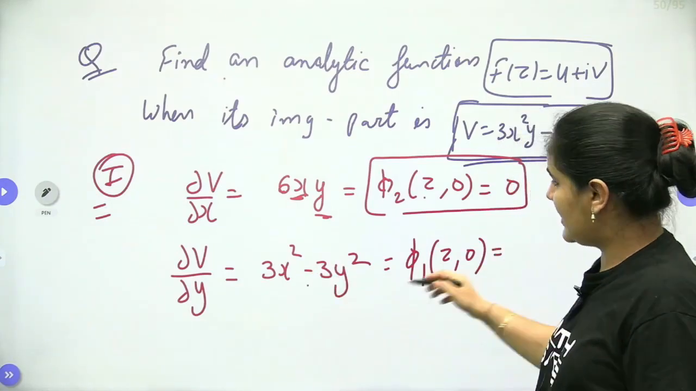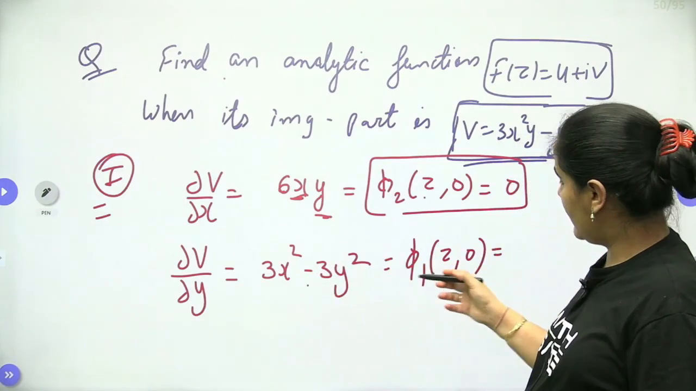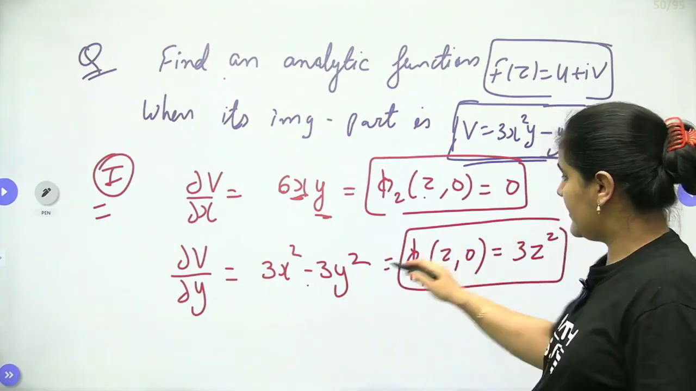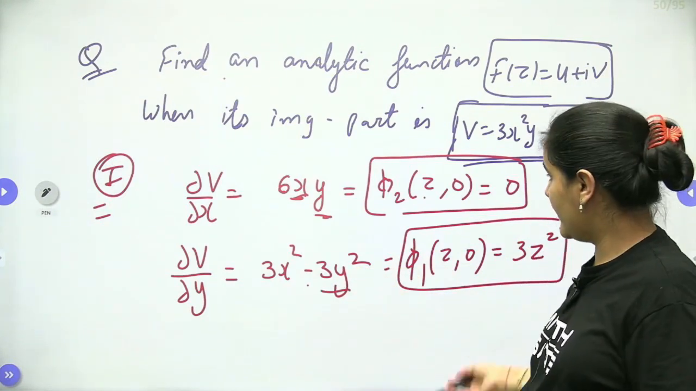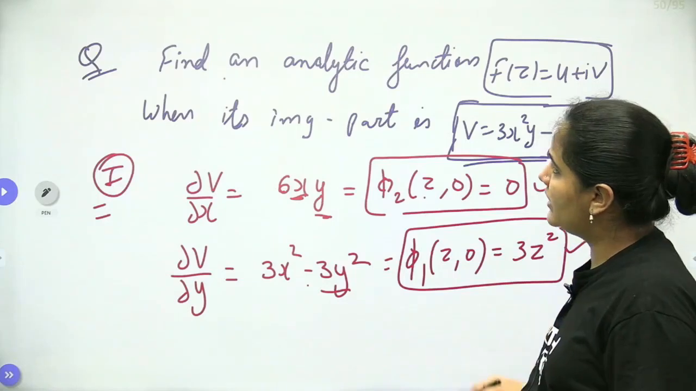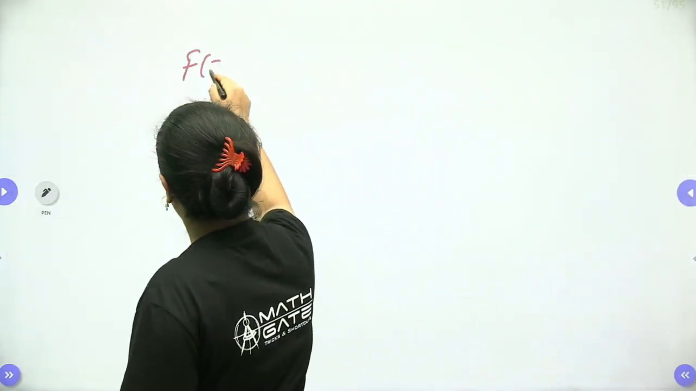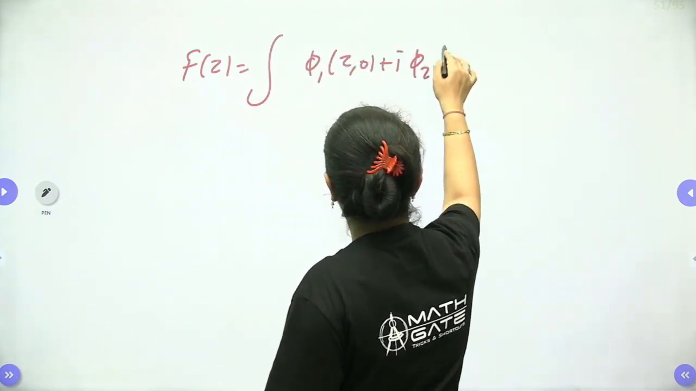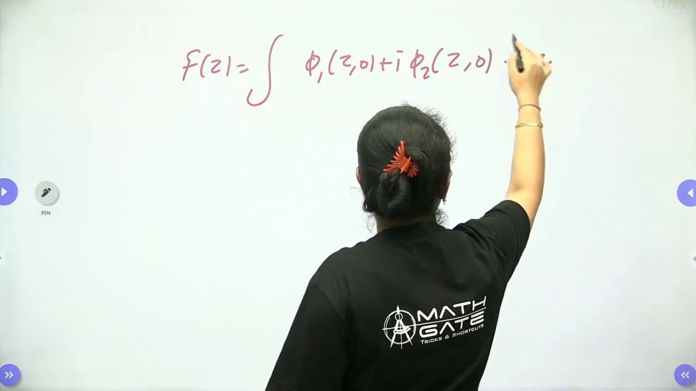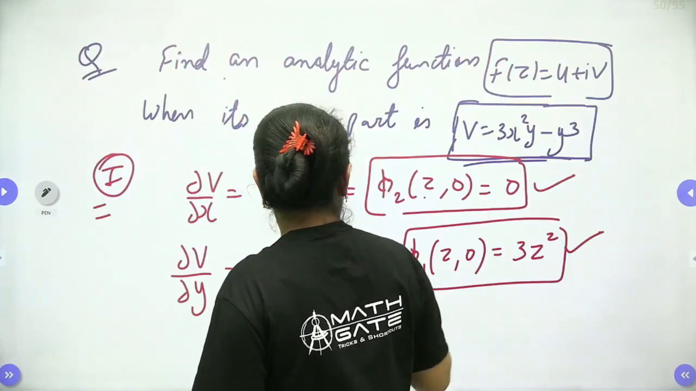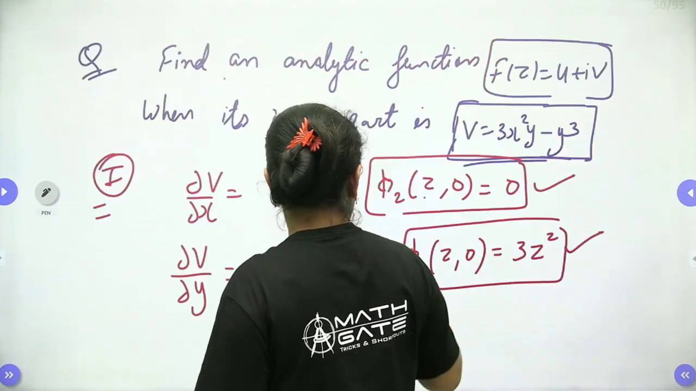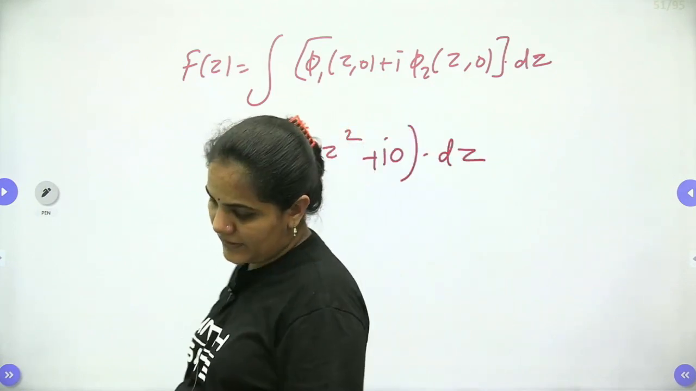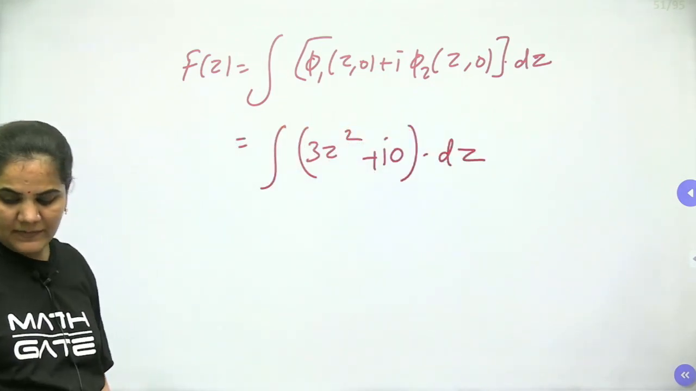When we approach phi 1 z0, dear students, what will it be? We will find phi 1 z0. In place of x we put z, so it will be 3z square only, right? The 3y square part will be 0 only. Now we have both phi 1 and phi 2. Let's approach the function. The function is f(z) equals the integration of phi 1 z0 plus iota phi 2 z0 dz, right? Phi 1 is 3z square, phi 2 is 0 only, iota 0 only, and it will be dz only. So we approach f dash z.